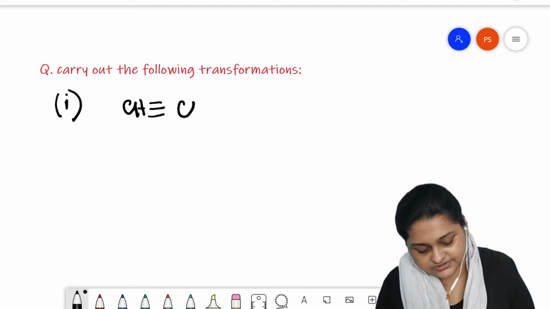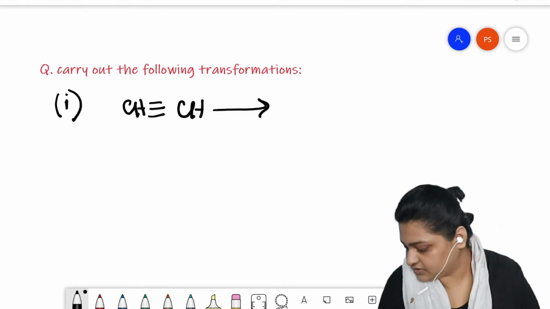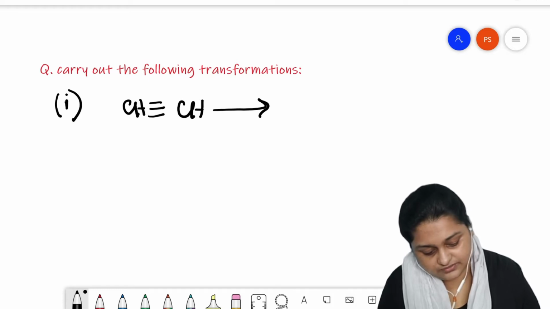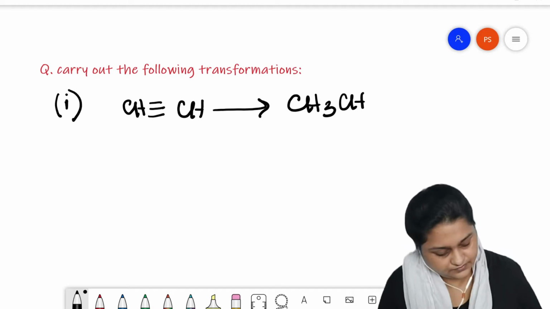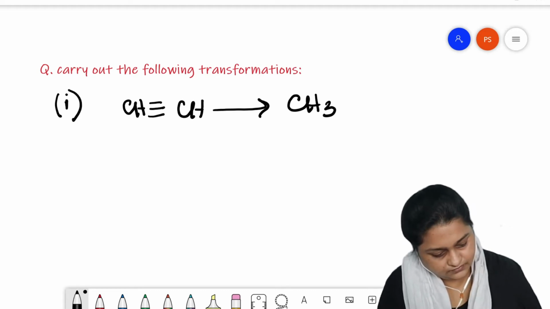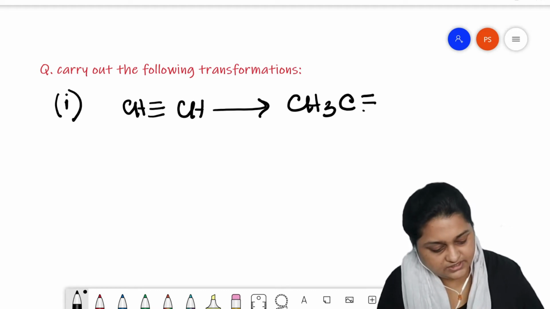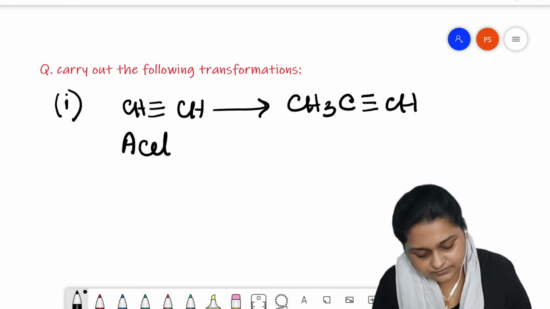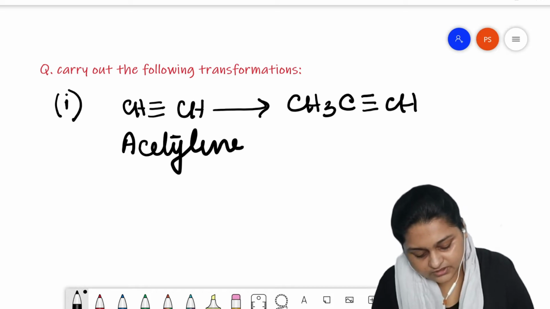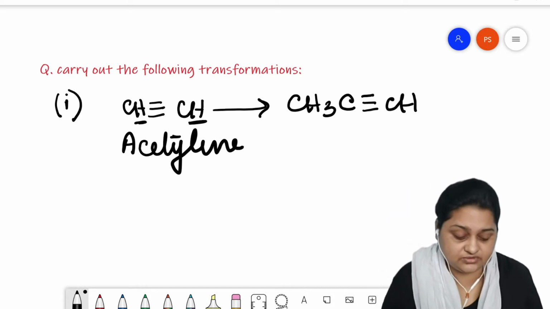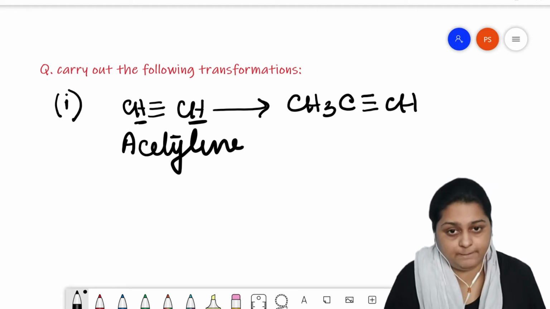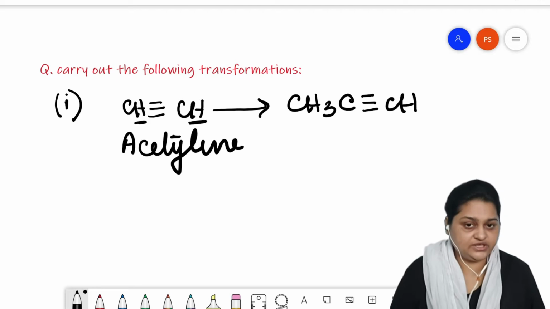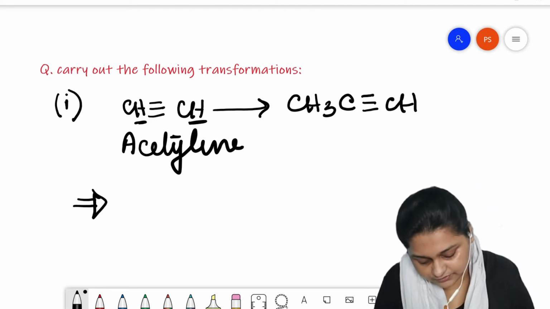CH triple bond CH3 ... CH ... C triple bond CH. Now this is acetylene. The hydrogens in acetylene are acidic hydrogens, that's why they can be removed by applying a basic medium, and then we can carry out this transformation. Let's see how.